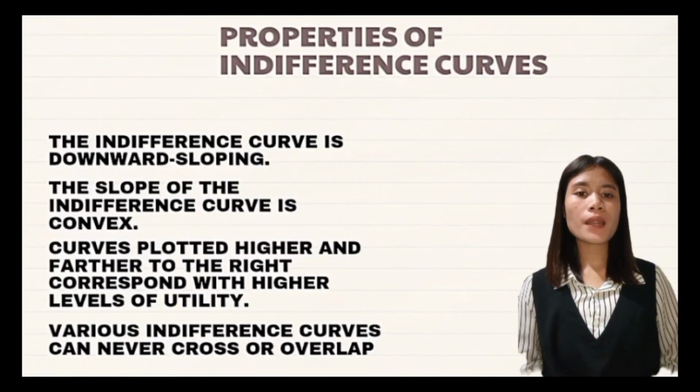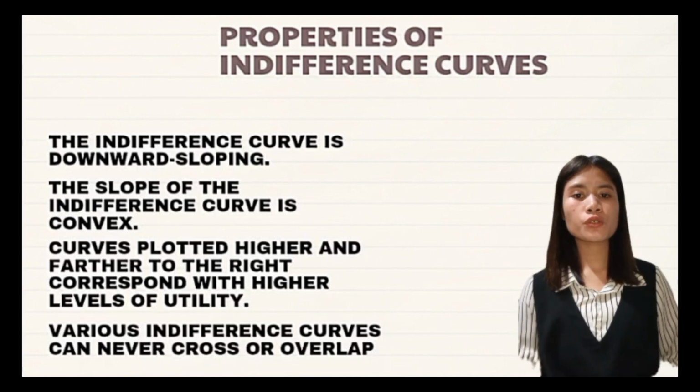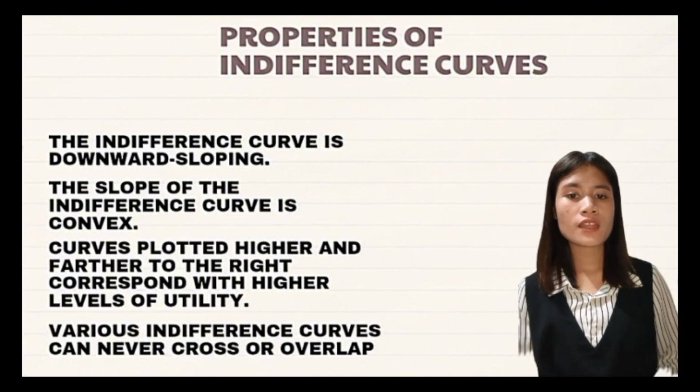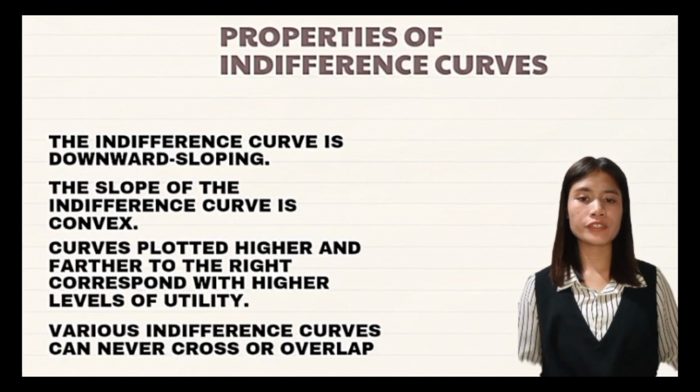Now let's talk about the properties of indifference curves. Indifference curves assume that individuals have stable and ordered preferences and seek to maximize their utility. As a result, indifference curves will have these four properties.